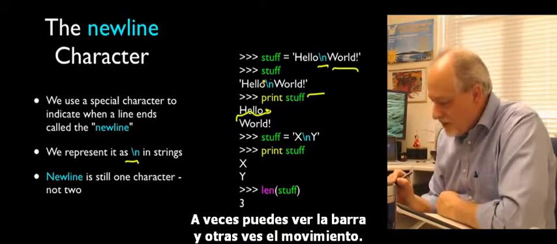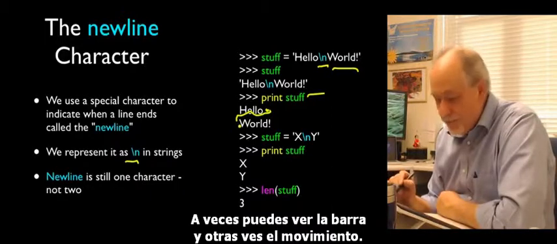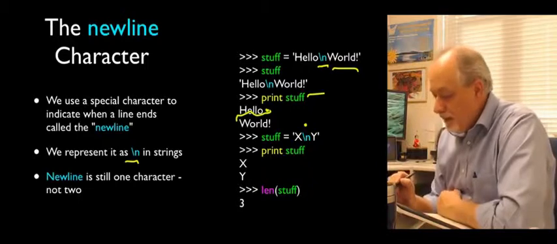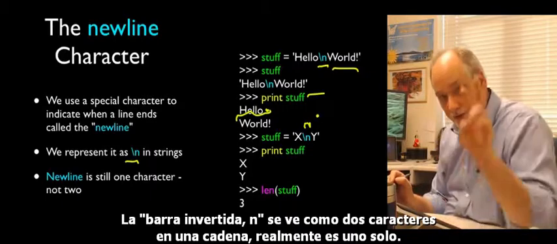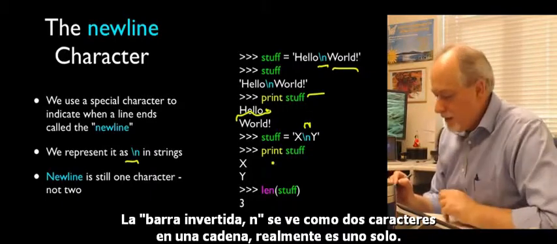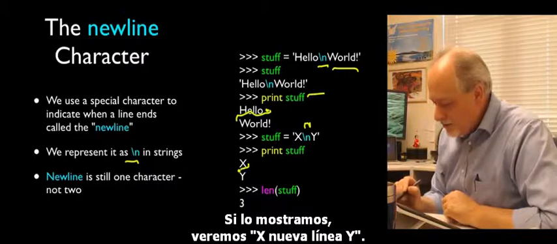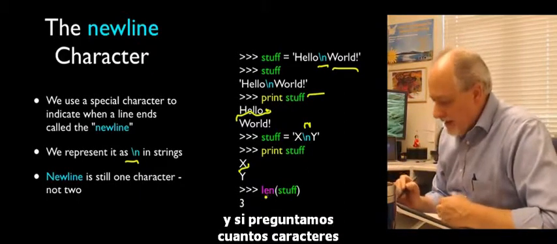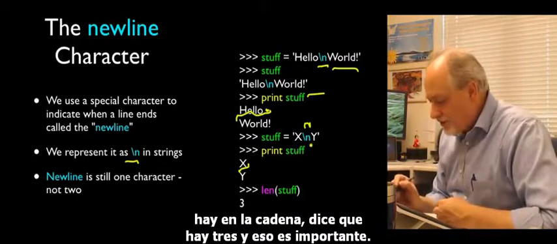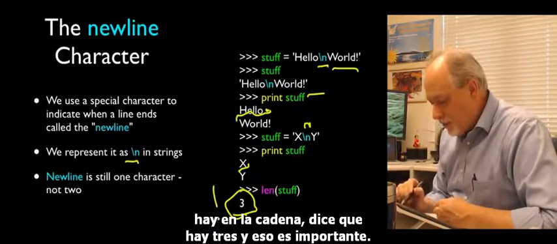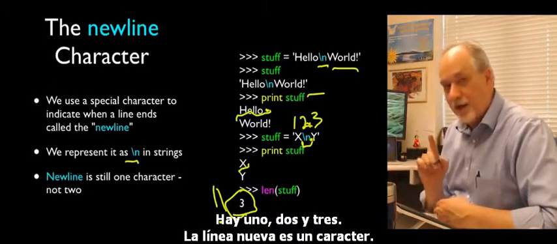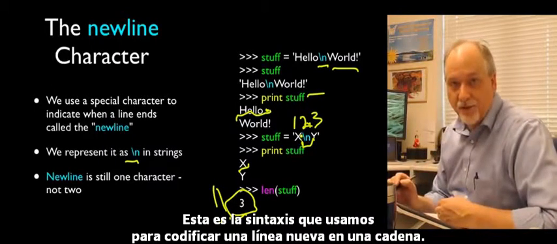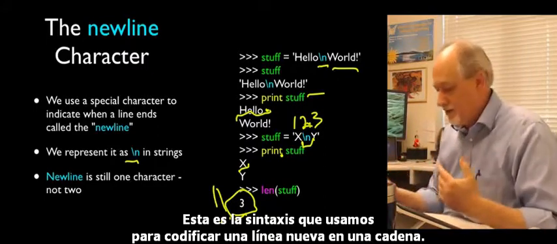So sometimes you see the \n, and sometimes it's shown as movement, right? It moves it. The other thing that's important is even though we represent this as two characters, the \n is represented as two characters in a string, it's actually one character. So if we print it out, we see X, new line, Y. And if we ask how many characters are in stuff, which is this string, it says 3. That's important. There is 1, 2, 3. The new line is a single character. This is just a syntax that we use to encode a new line in a string.